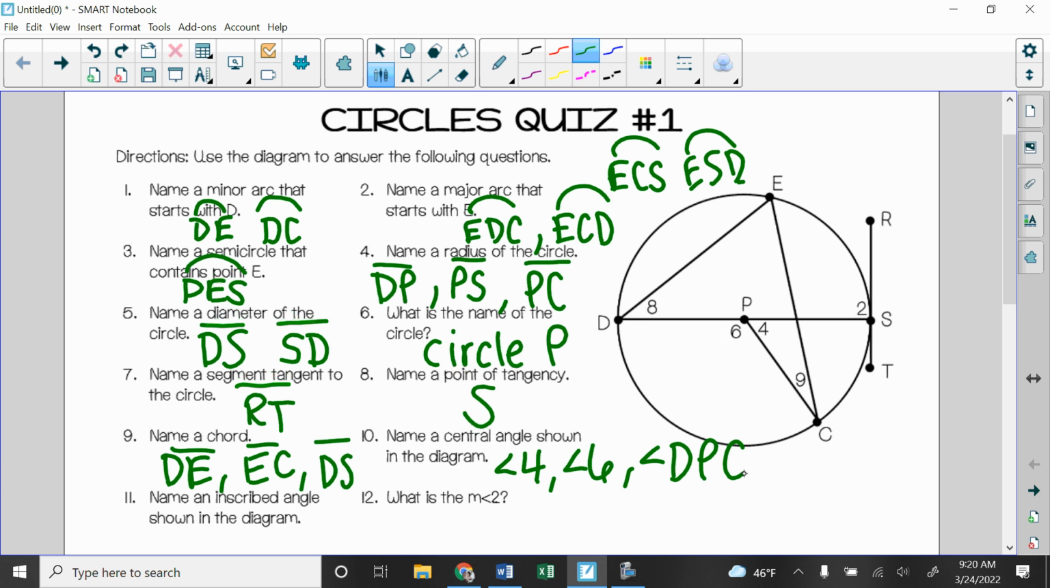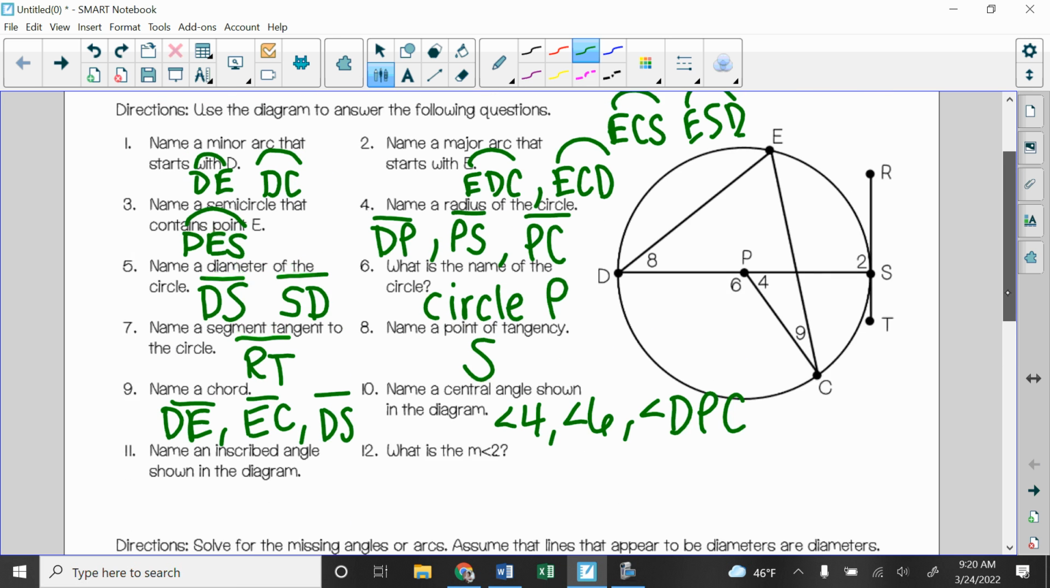Any other ones you have questions on? Xander? Just put a little star. Wait, if you get it wrong, you can write the correct answer, just do it in a different color. Please. Okay, the next one, 11.